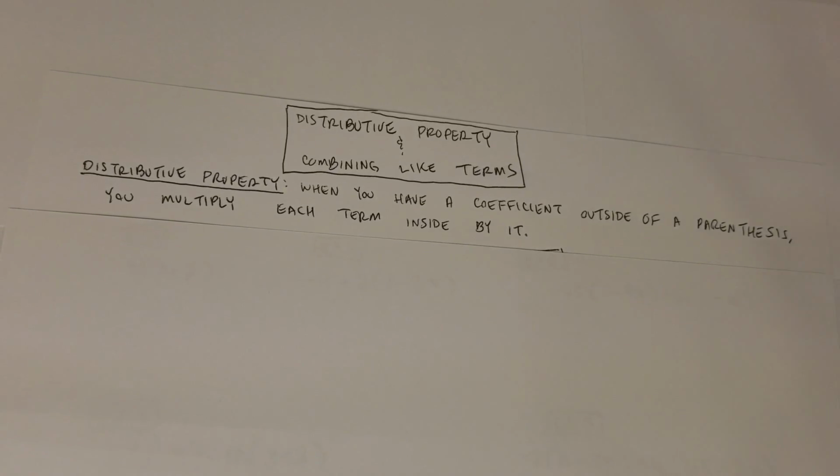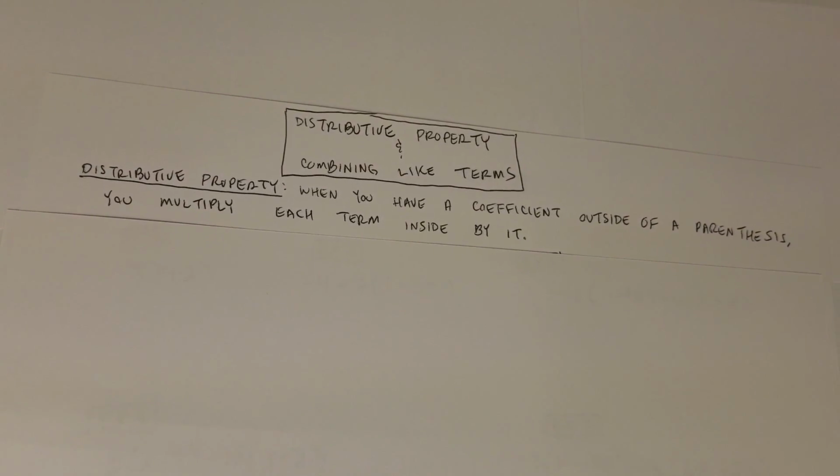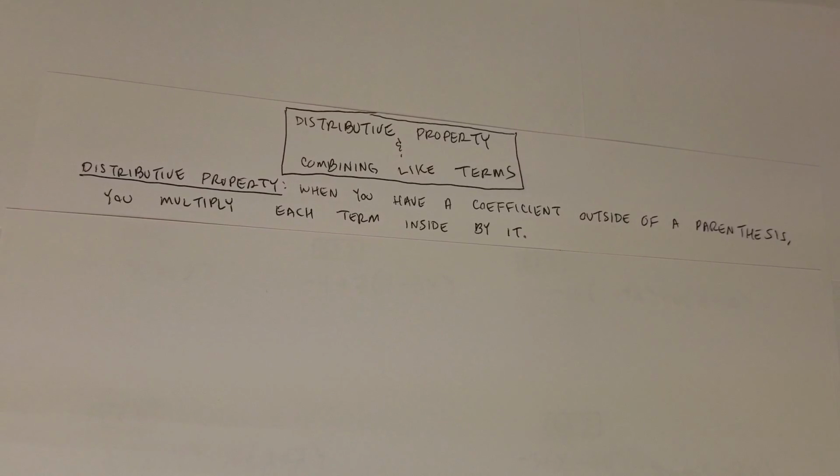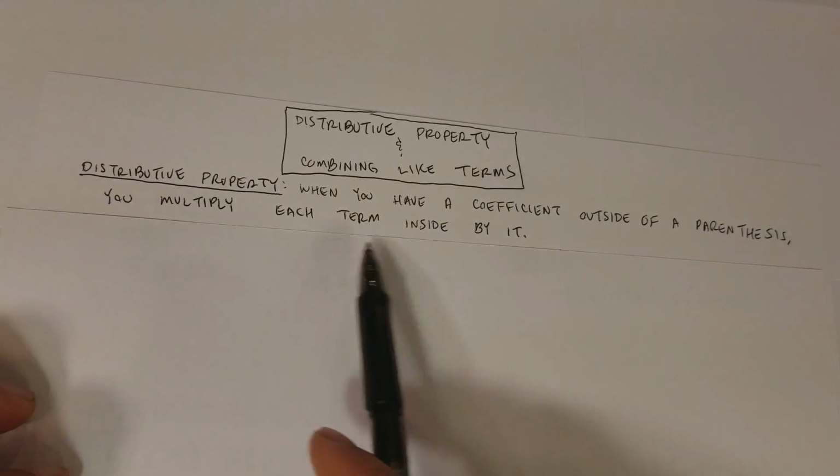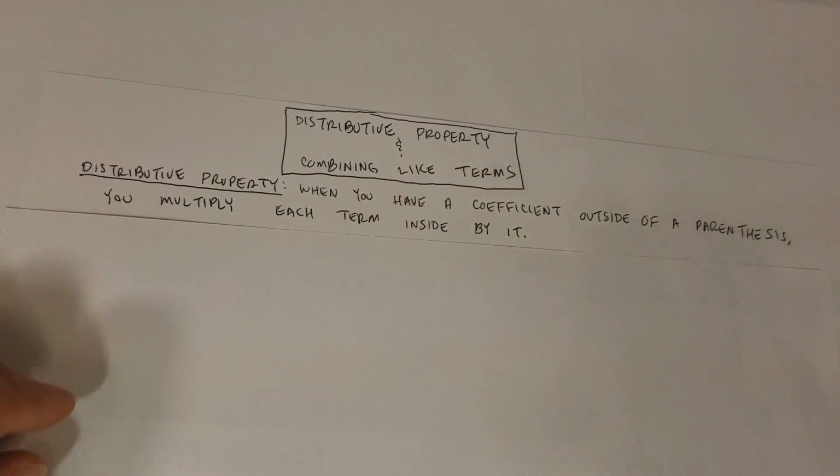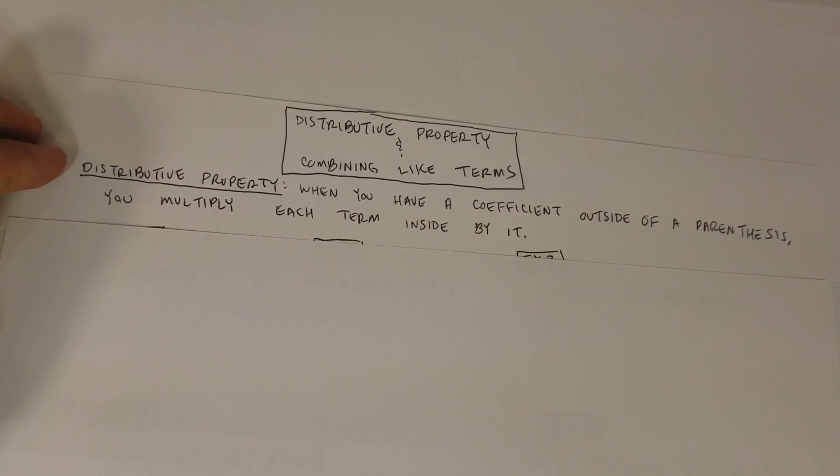Okay guys, so in this lesson we're going to be talking about the distributive property and combining like terms in order to perform simplification of expressions. So distributive property, what is that? Well, when you have a coefficient, which means basically a number, outside of a parentheses, you multiply every single term inside by that number. So we'll do a couple of examples to show you guys how it's done.